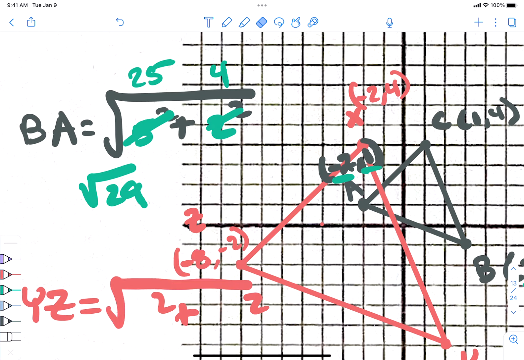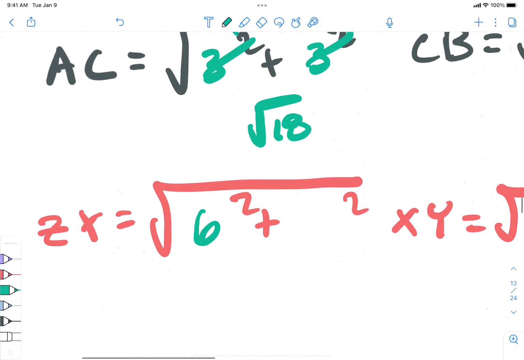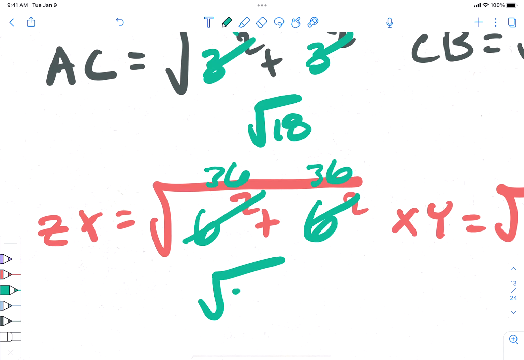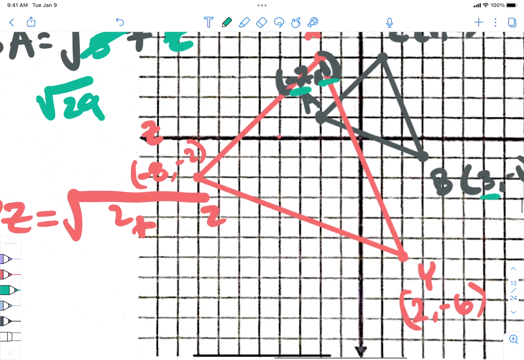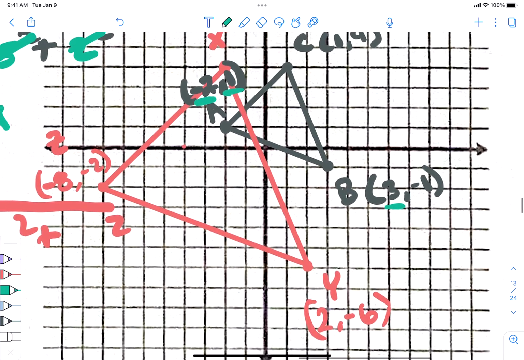Okay, so Z to X. -8 to negative 2. 6. Negative 2 to 4. 2. Negative 2 to positive 4. Positive 4. 6. 6. So we got 6s. 6, 6, 36, 36, square root of 72. Okay? Good? YZ now. YZ is the side ones.